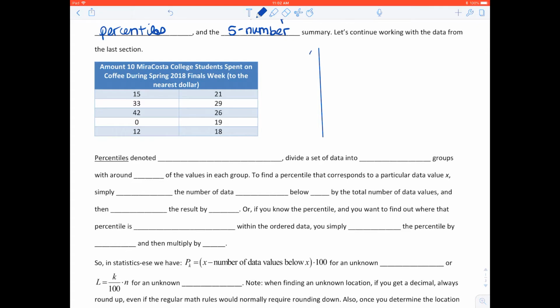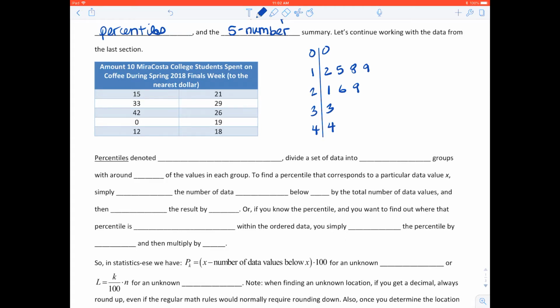And we would start at 0, 1, 2, 3, and 4. Those would be our stems. We'll have one leaf here. We'll have 12, 15, 18, and 19 here. And then I think it's 21, 26, and 29, 33, and 42. Good so far? Awesome.